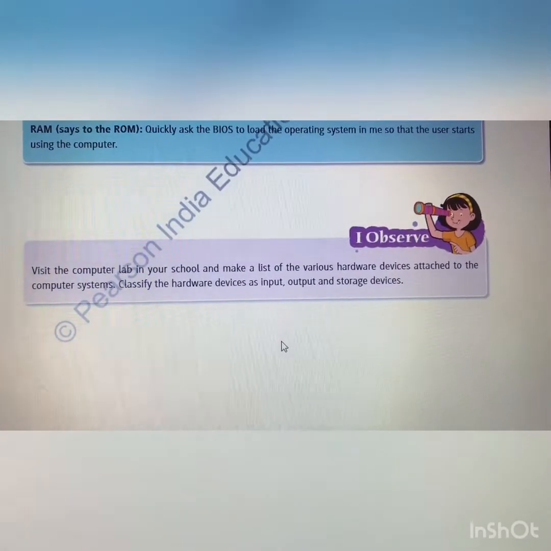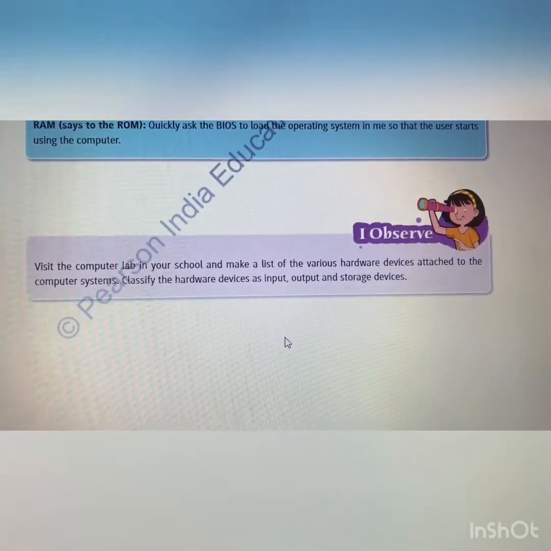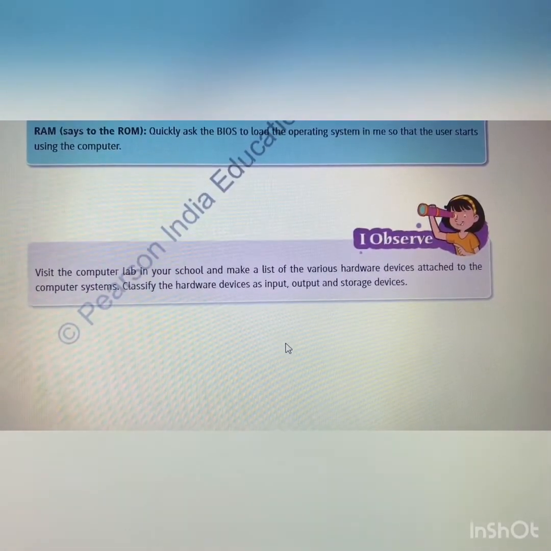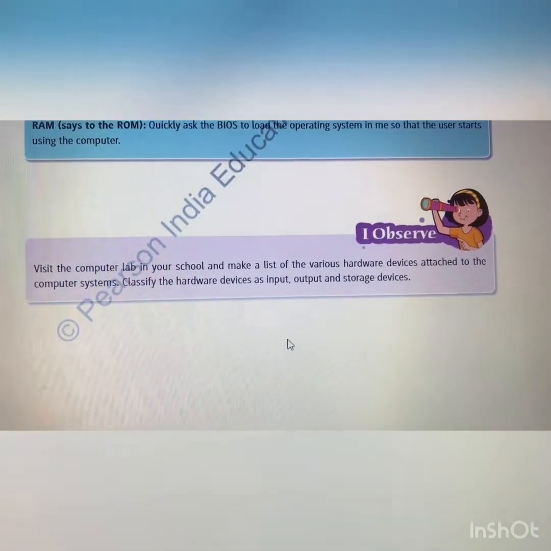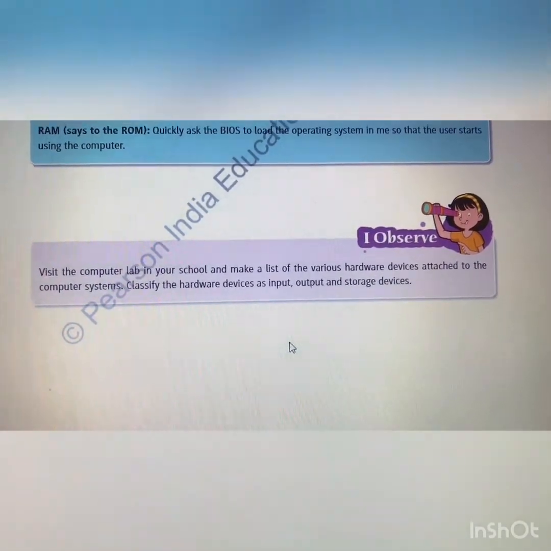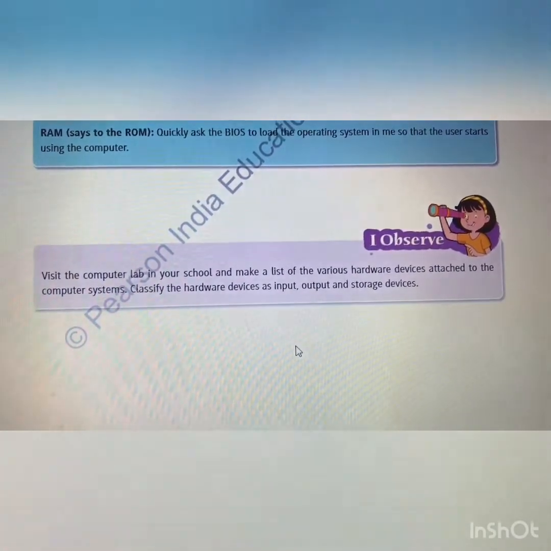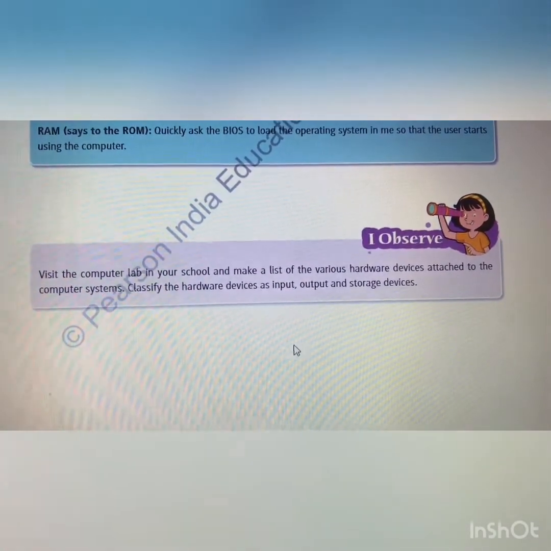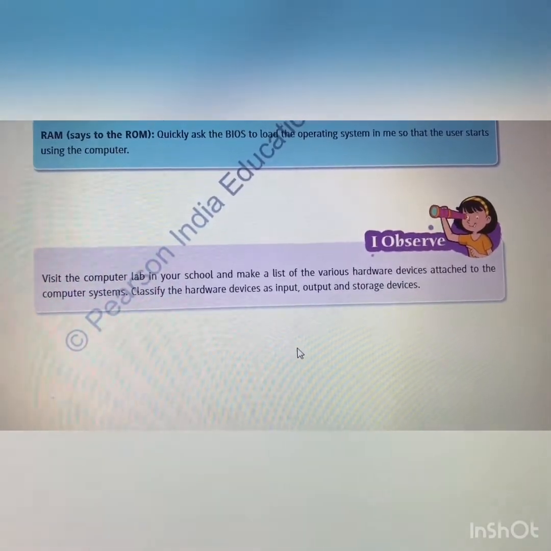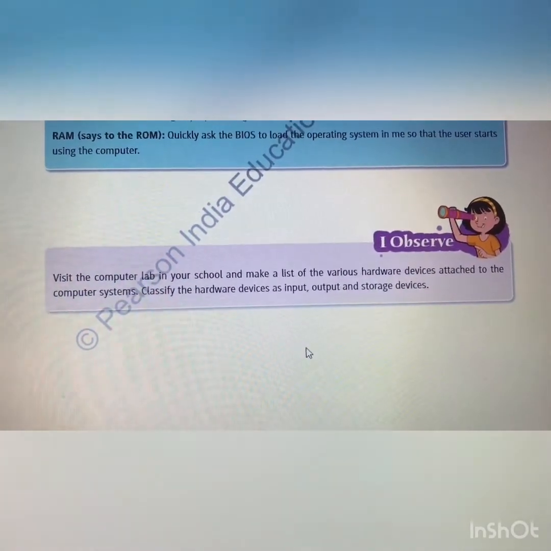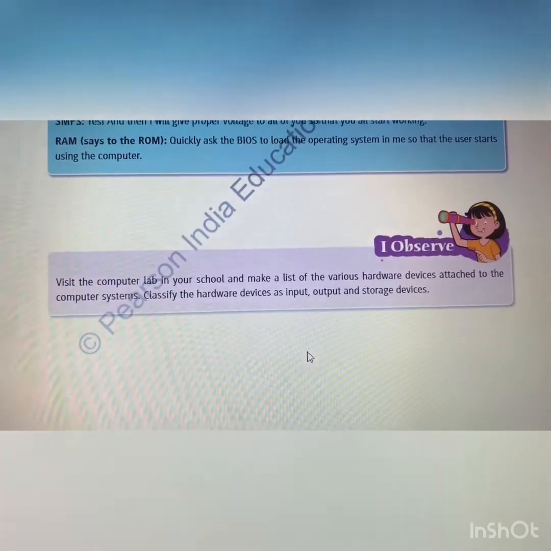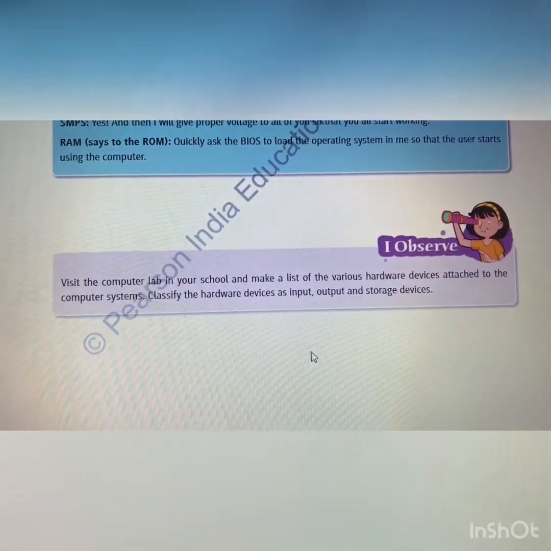So students, you all have to find out the list of different hardware devices attached to a computer system, and classify those devices into input and output devices. You all have to write the answers in your rough notebook and we will discuss in our next class.